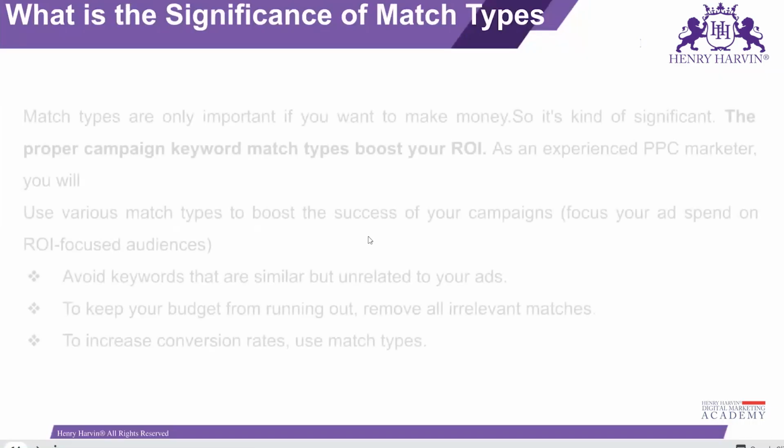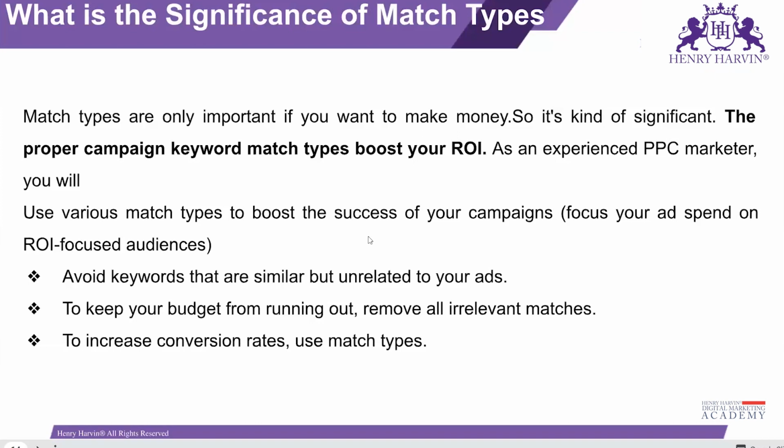What is the significance of match type? You can avoid keywords that are similar but unrelated to your ads. We saw that example: for email automation tool, so many ads were coming, and when I used how email automation tool works, only two ads, because they are big players, and they have a huge budget because they are already market leaders in a particular segment. So avoid keywords that are similar but unrelated to your ad. How email automation tool works is similar but unrelated to my ad.